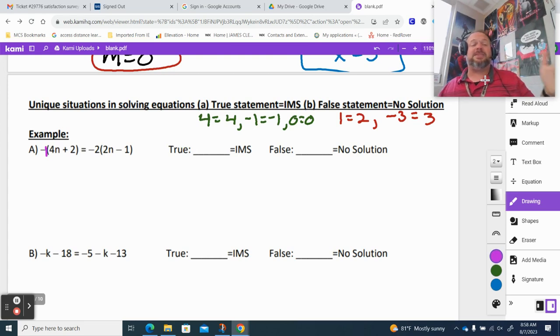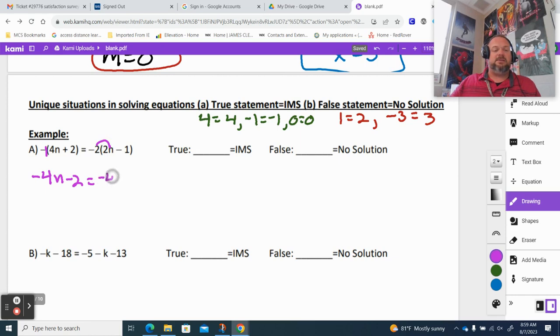Basically, it takes everything in here and changes the sign. So instead of having a positive 4n, we have a negative 4n. Instead of a positive 2, we have a negative 2. That's going to be important later down the road. Okay? Just not now. All right? We have to distribute over here. Negative times a positive is a -4. Negative times a negative is a positive. All right.